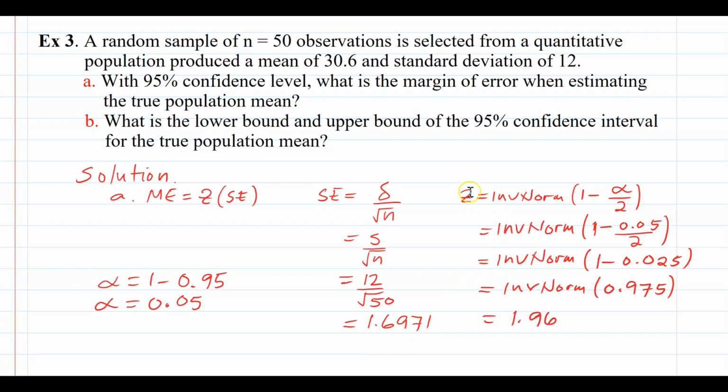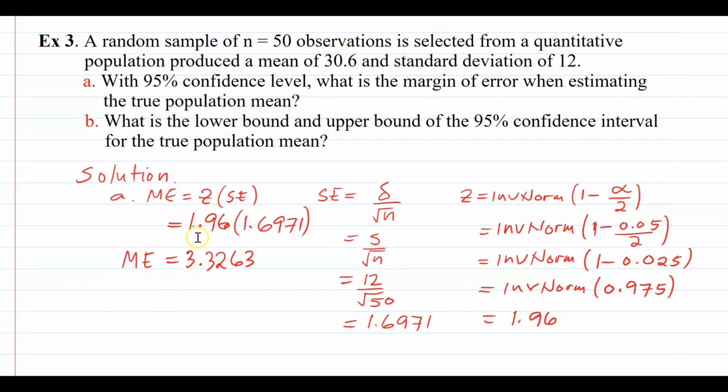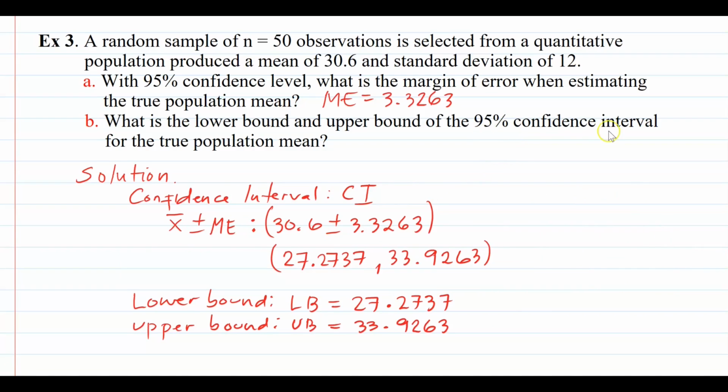So now that we have the SE, 1.6971, and we have the Z value 1.96, we can now calculate the margin of error, ME. By substitution, our Z is 1.96, our SE is 1.6971. Multiplying these two numbers will give us 3.3263. So therefore, our margin of error, ME, is equal to 3.3263.